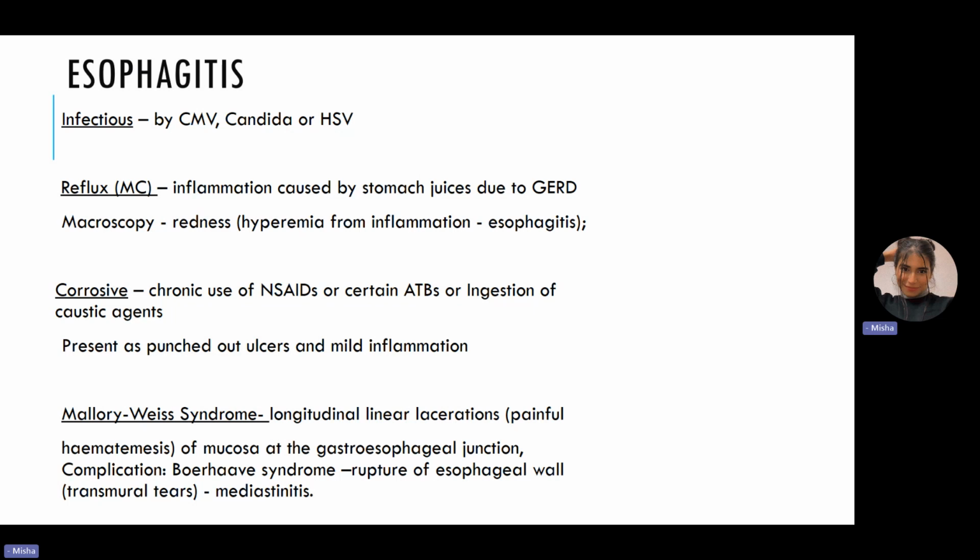But the complication of Mallory-Weiss syndrome is that it can lead to Boerhaave syndrome, in which there is a rupture of the esophageal wall and it's a transmural tear, which can lead to mediastinitis. Okay, so that is basically Boerhaave syndrome. Okay, next we can go on to Barrett's esophagus.